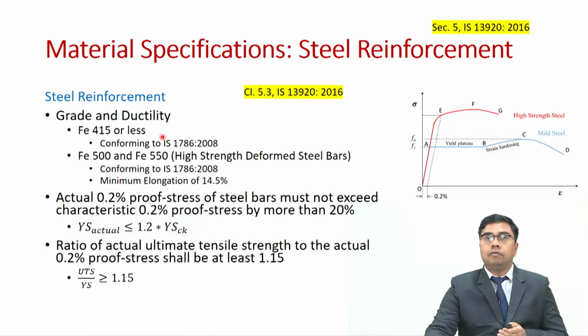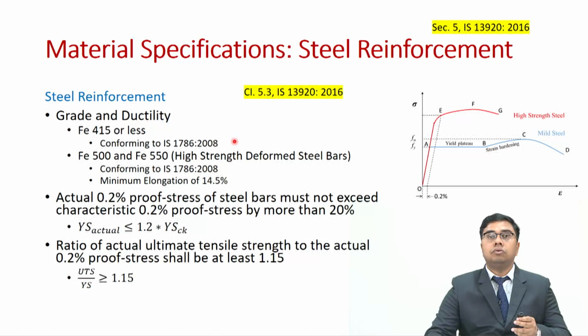So either Fe415 or Fe250, if you are using, then it needs to conform to IS 1786 2008. You need not check any other property for that. You need to know what is the characteristic yield strength if it is up to 415 megapascal. The conformation to this code, which gives you further tests, you can use that steel reinforcement.